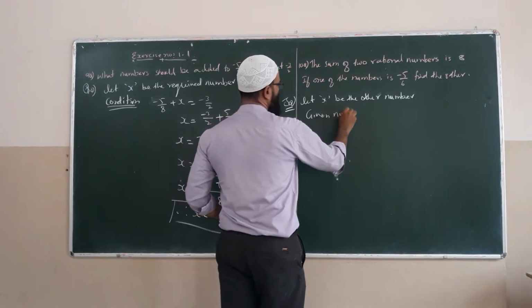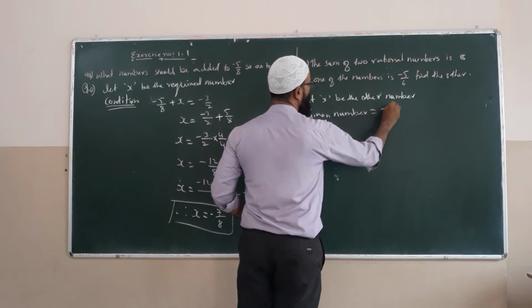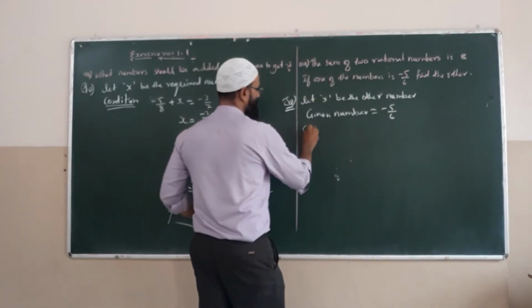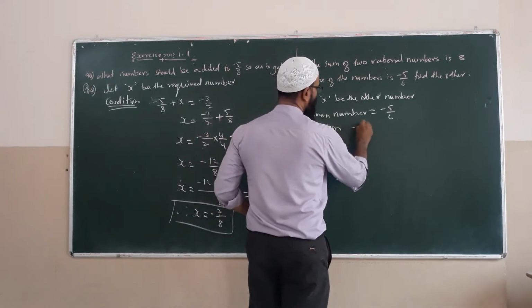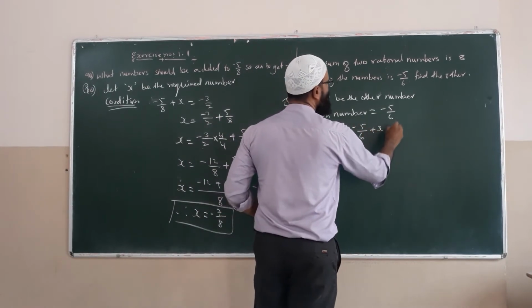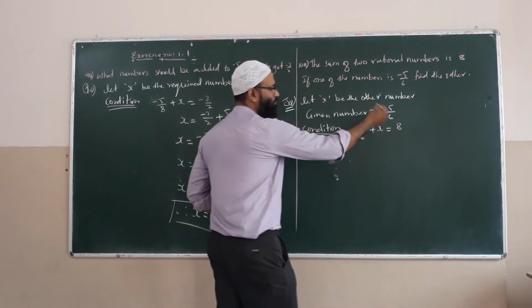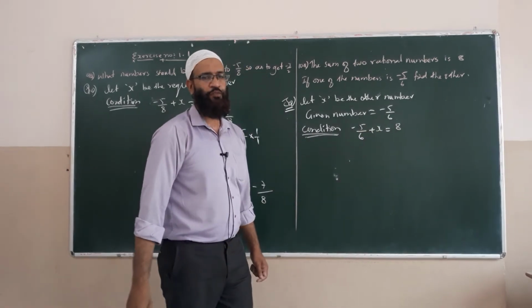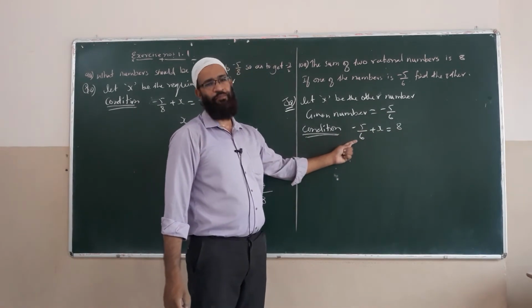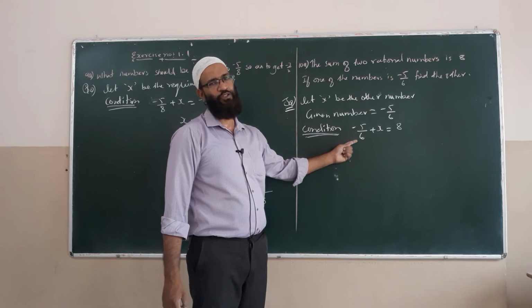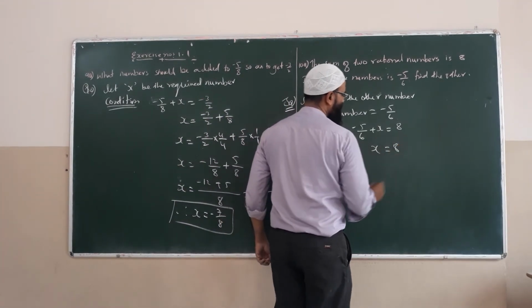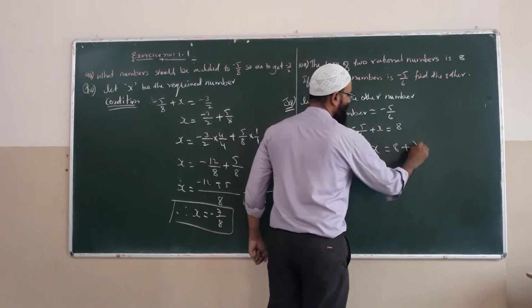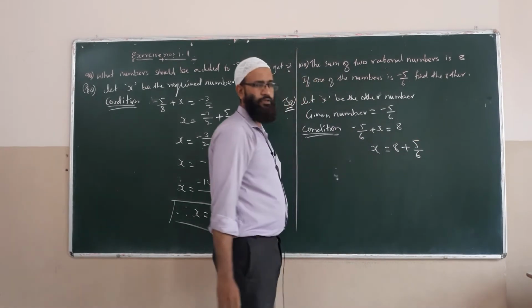Given number is minus 5 by 6. Condition: what is the condition? Minus 5 by 6 plus x is equal to 8. Now remove this one. If you remove minus 5 by 6 from the left side, the sign should be changed. If you transpose this from the left side, it becomes plus 5 by 6.